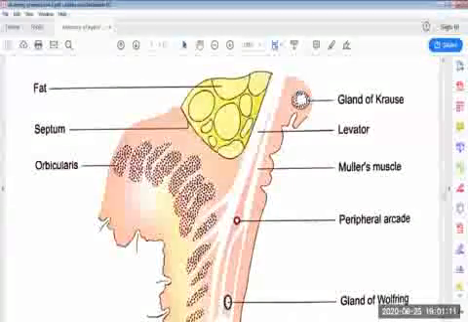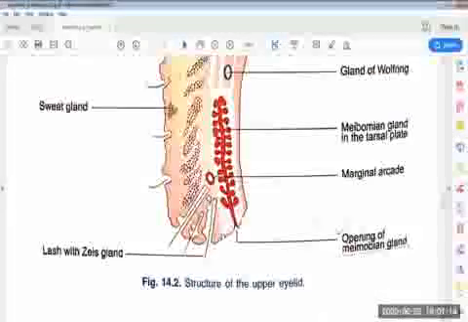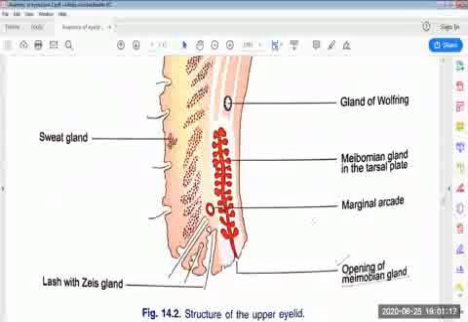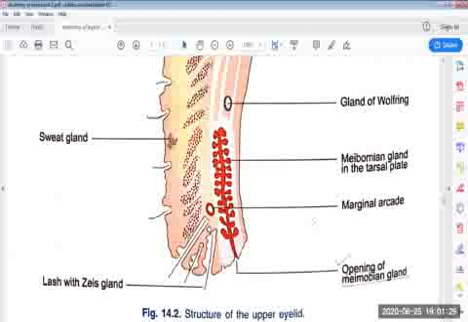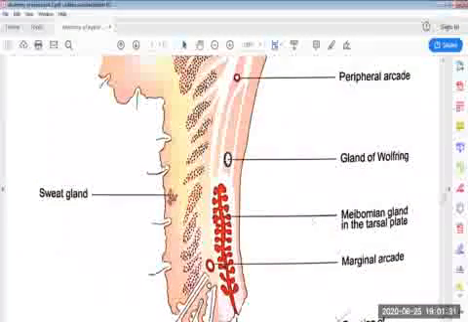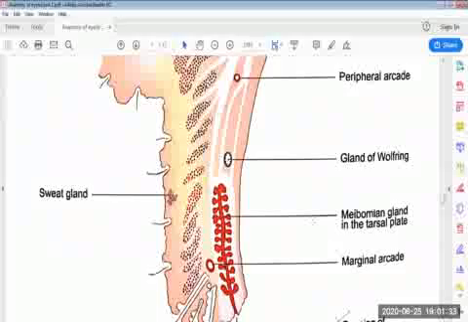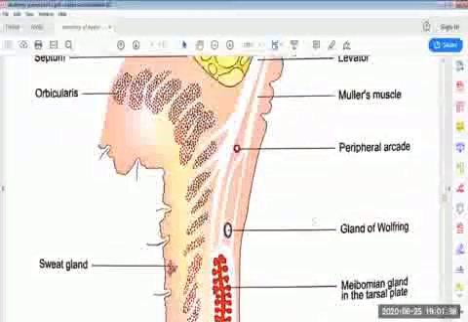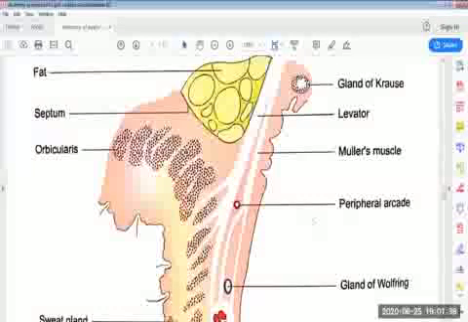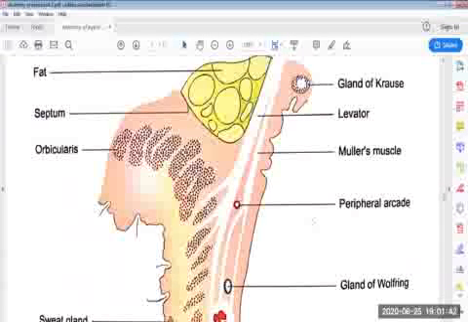Here's an image in which they have shown the structure of the upper eyelid. On the lower side, there is the opening of the meibomian gland, and at the root of the hair follicle there is Zeis gland, and there is the sweat gland, marginal arcade, meibomian gland in the tarsal plate, gland of Wolfring, peripheral arcade, Mueller's muscle, levator, gland of Krause, fat, septum orbitale, orbicularis oculi muscle.